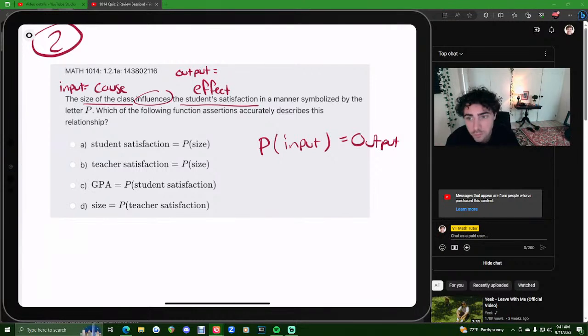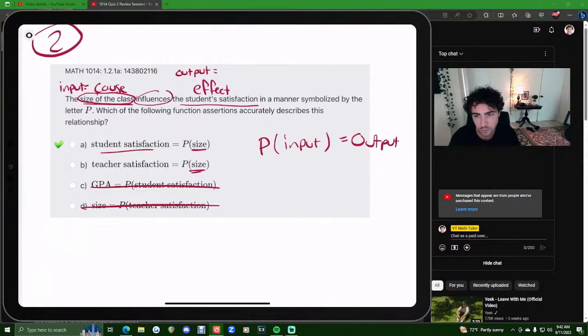Okay, so again, we want to see size of the class as the input, so we want to see size inside parentheses. So we can eliminate C and D because they don't have that, and then we want to see the output on the opposite side of the equation. So the output is the effect, which is the student's satisfaction. So we only see that in option A, so A is our answer.